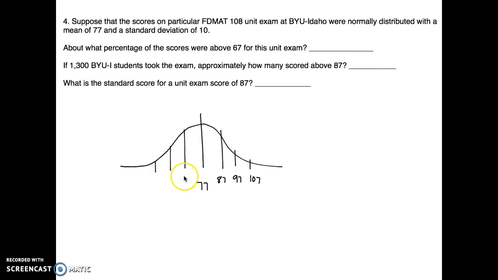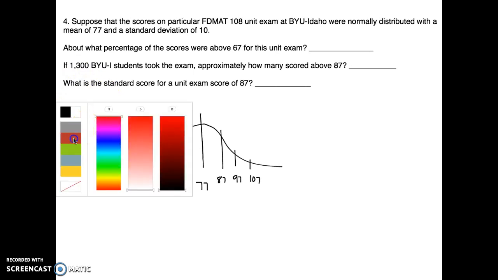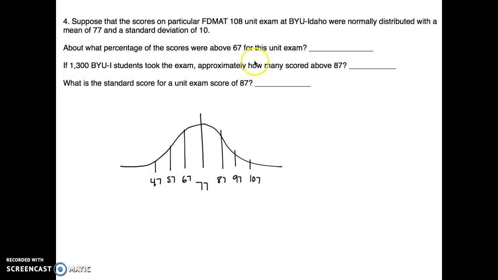And then go 3 standard deviations the other way. So 67, 57, and 47. Okay, the first question says about what percent of the scores were above 67 for this unit exam. So it wants to know what was from here all the way to here. Well, we know this portion right here is going to be 50. So let's say 50 plus, we need this little section right here.